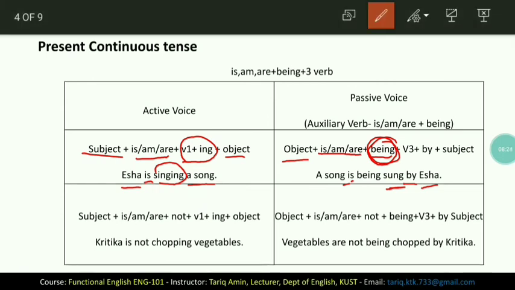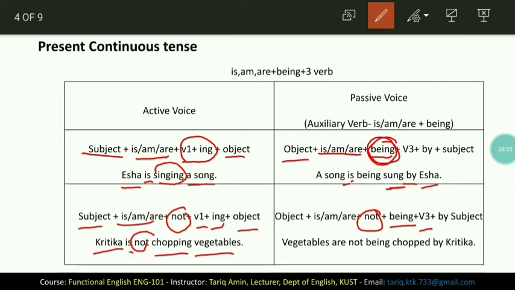The example of a negative sentence is, first of all we put the subject plus is, am, or are plus not plus the first form of the verb plus ing plus the object. So Kritika is not chopping, the ing form of chop, plus vegetables. Its passive voice: we just put not plus being plus the third form of the verb.